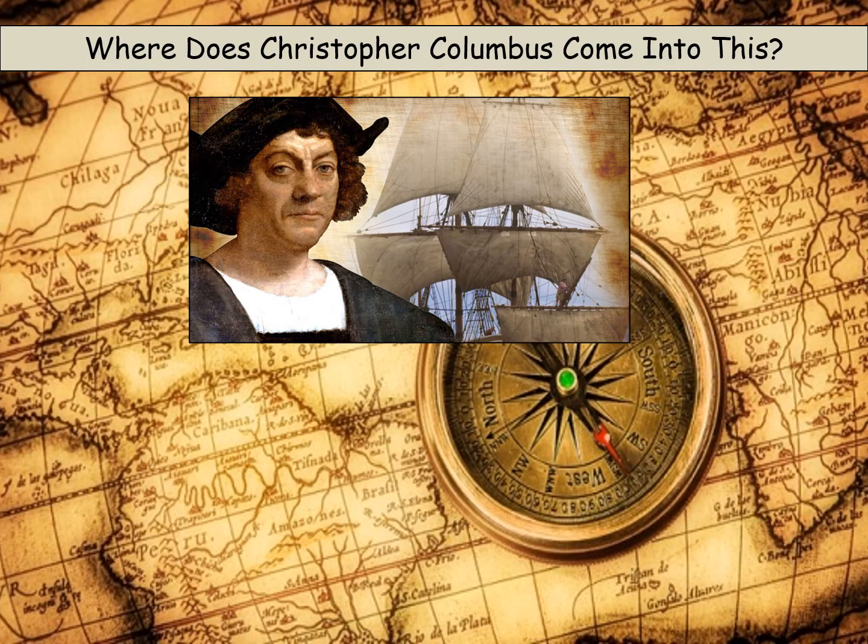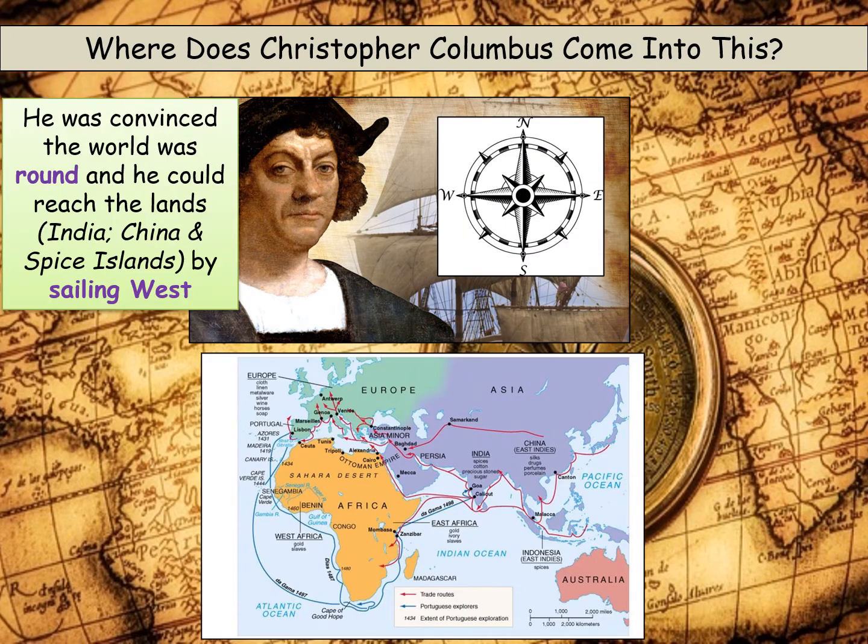This means that we need someone to actually go get the sugar and go get these spices. And this is where Christopher Columbus comes in. He was actually not totally convinced about this flat earth idea. He was convinced the world was round, and that actually he could reach the lands that they were trying to get to, India, China and the Spice Islands, instead of sailing east where they would encounter the Ottoman Empire and be attacked, by sailing west. He had this idea that if he sailed west far enough, he would come all the way back around the world and he would reach India from the other side.